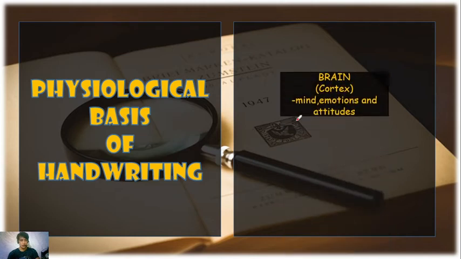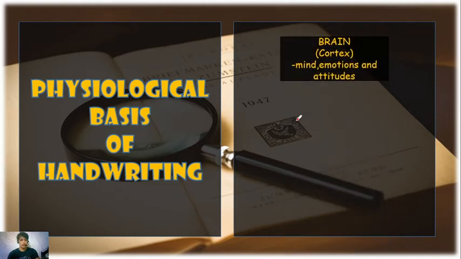So aside from the hand, what are the body parts that are also involved? First one is, of course, our brain. Makakapagsulat ba tayo kung wala tayong naiisip, or wala tayong nai-imagine? Hindi natin iniisip kung ano yung maisulat. So without the brain functions, it is very difficult to create handwriting.